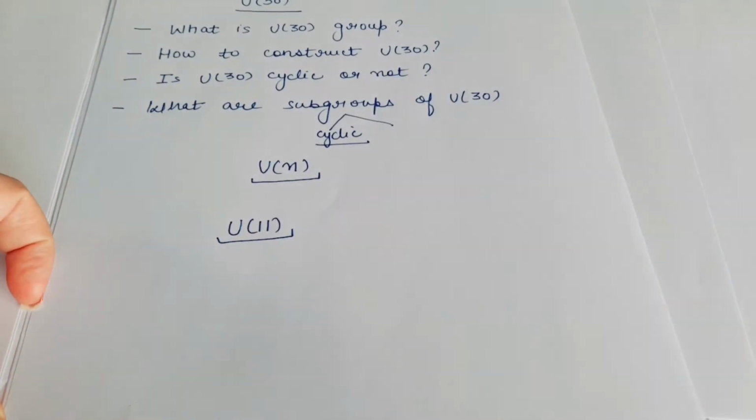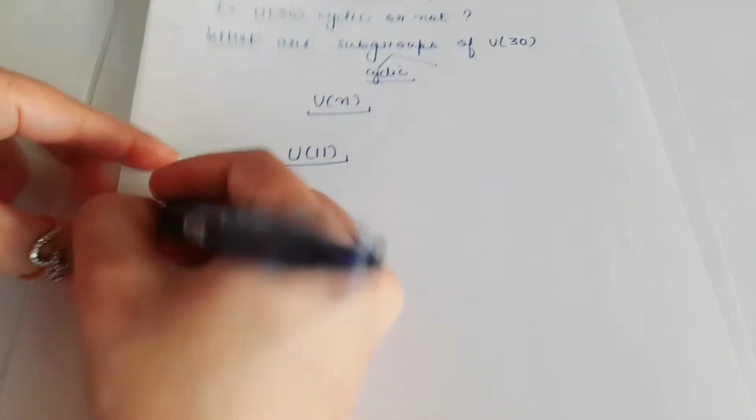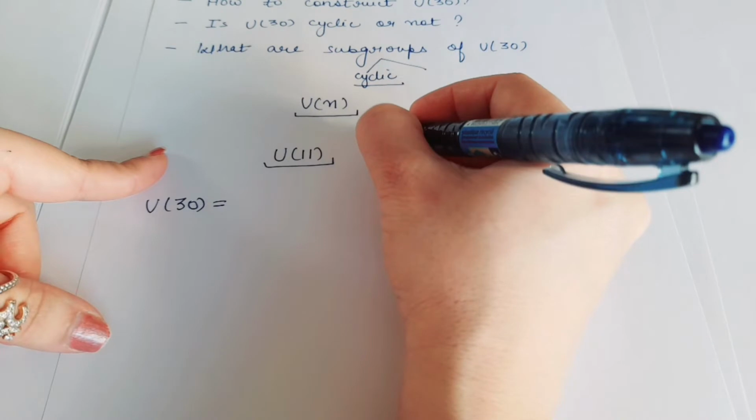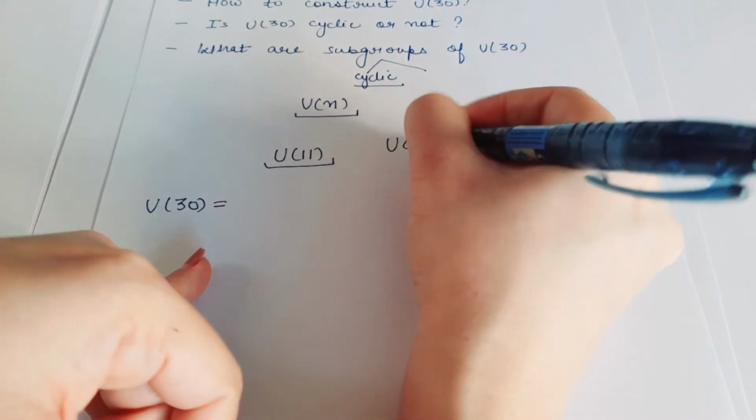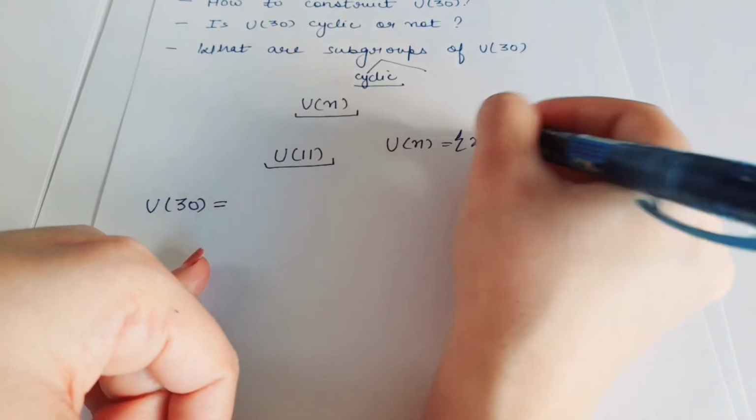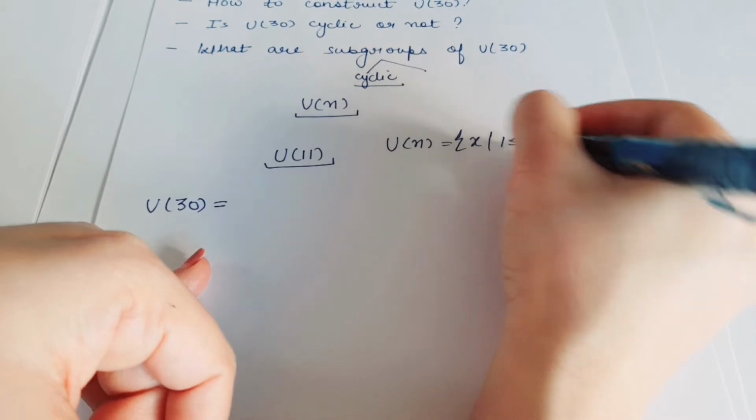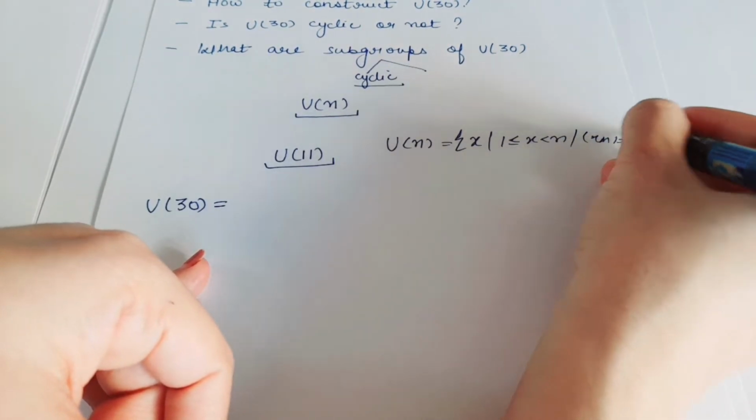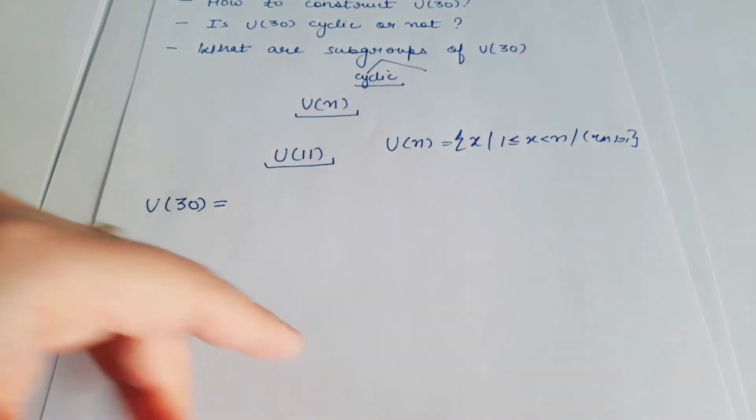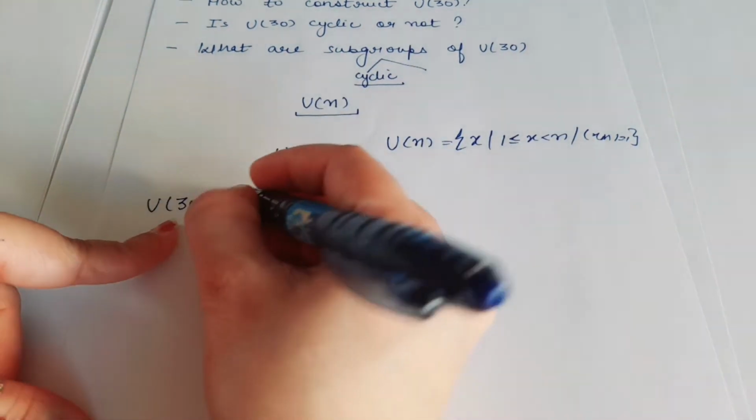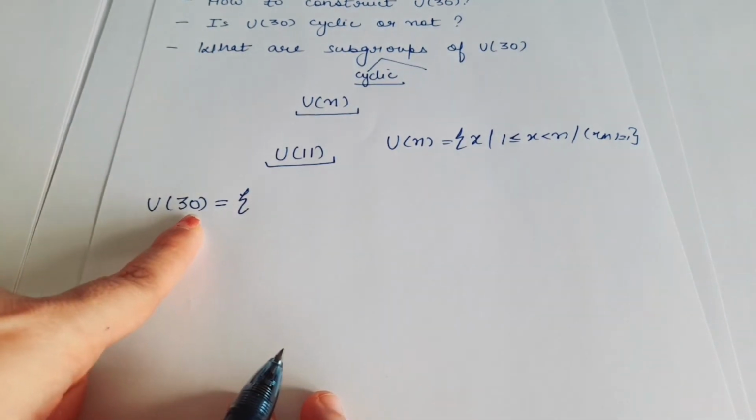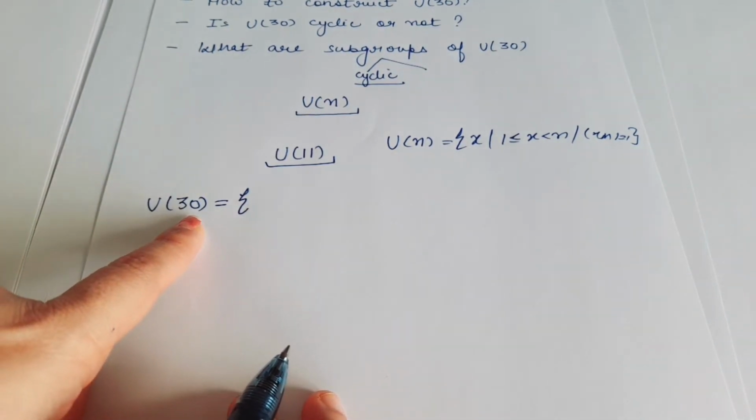What is U30? As we know, what is UN? Those elements which are less than n and co-prime to n come in UN. Similarly, in U30, which elements will come? Those which are co-prime to 30 and less than 30.